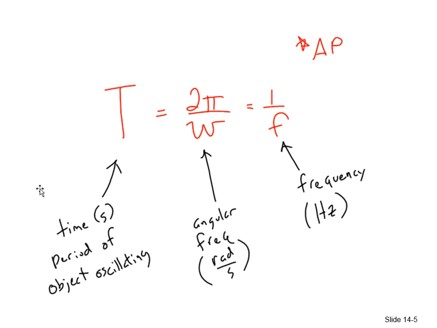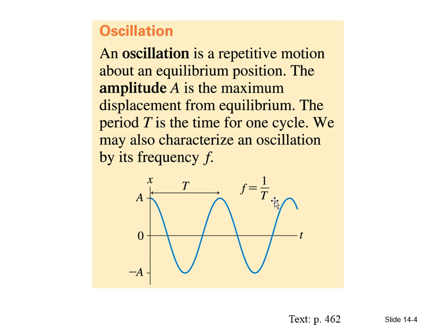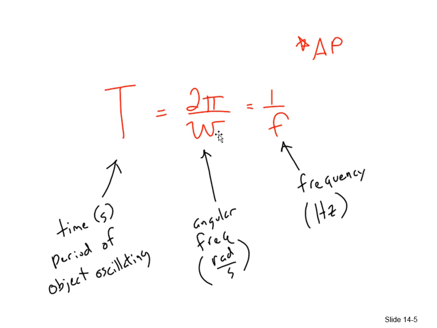On your AP formula chart, that formula is sort of hidden. It is this one right here with the f equals 1/T. Right in the middle it's got a 2 pi over omega, but that's fine. T is obviously the time, measured in seconds. f is frequency, measured in hertz. 2 pi is just that, a constant. And omega is the angular frequency. Sometimes it's called the angular velocity. It's measured in radians per second.